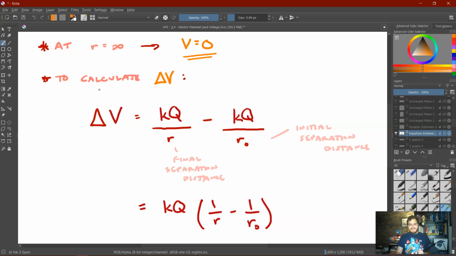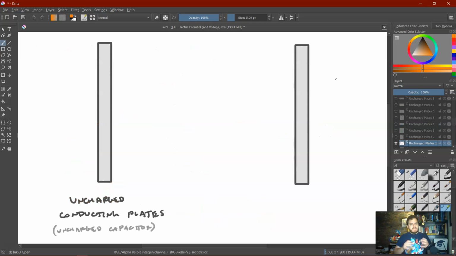But this delta V is a very important thing that is often called electric potential difference, but you know it by a much more popular term, voltage. Voltage is a very important concept, so let's try to conceptually think through what it is before we formally define it.